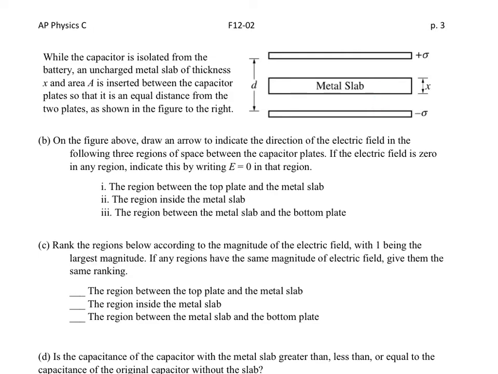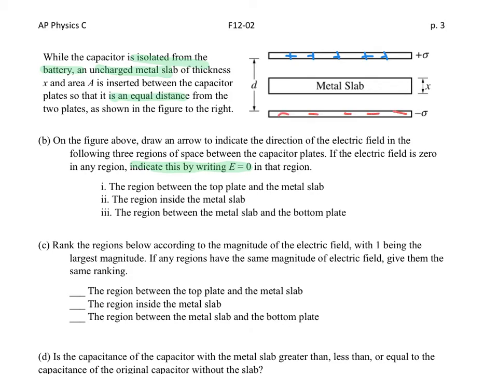A couple of things that we should probably pull out here to keep track of. Still isolated from the battery, that's good. The metal slab was uncharged, that's worth knowing. It is equidistant, that might be useful later. And then make sure that we indicate this, right? So what ends up happening? Well, remember that we have positive charge on the top. We've got negative charge on the bottom. They were equal and opposite.